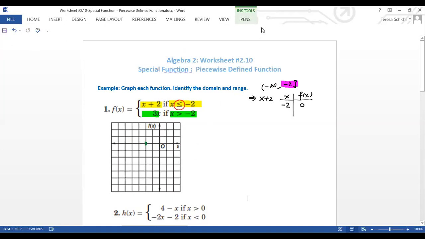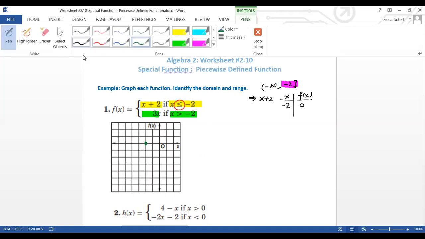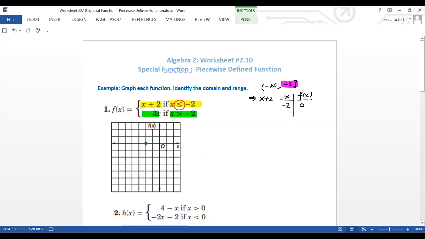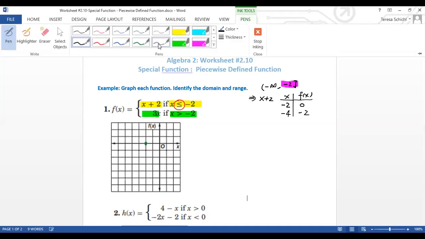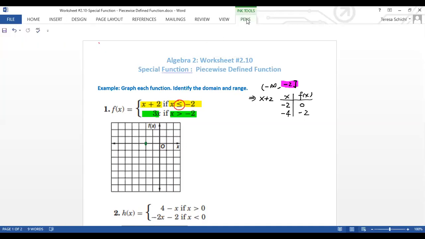Because this is a linear equation, we need to choose other points. You can choose any other one you like. How about if I choose -4? If you choose -4, what is this function? -4 plus 2 is what? -2, right? So you have 2 points, then you can graph the line. -4 is here, and -2 is here. Now you can connect these 2 points. This is the line, and remember, this is the one where you have to put the solid.